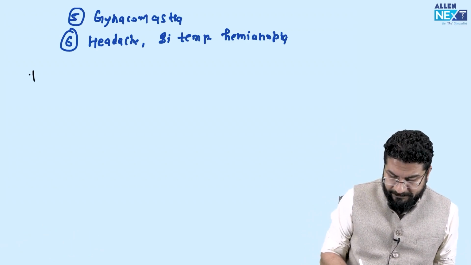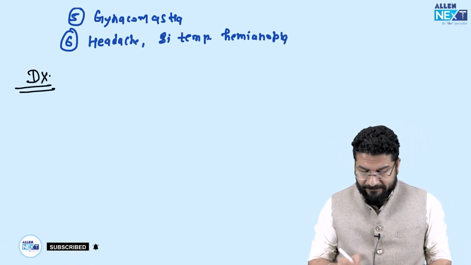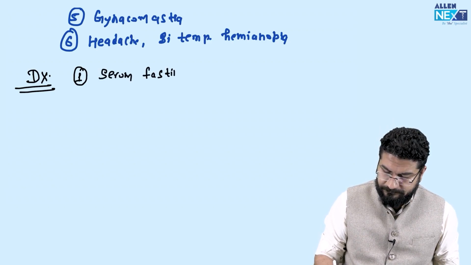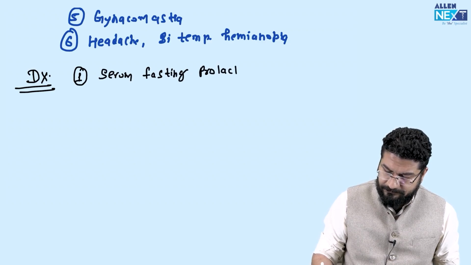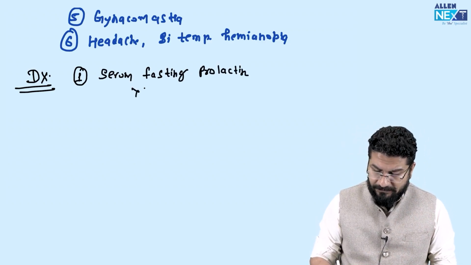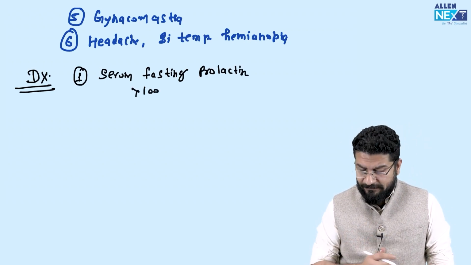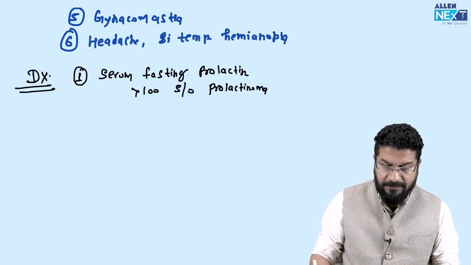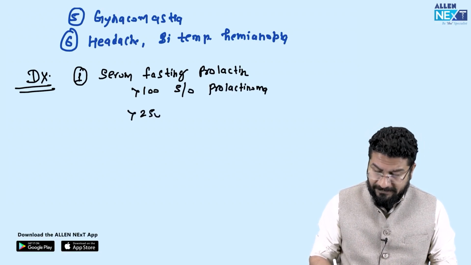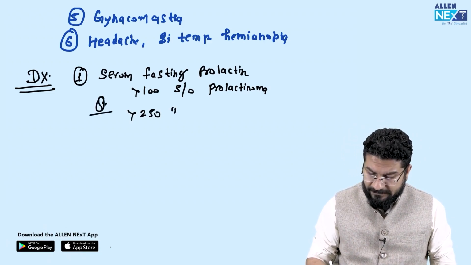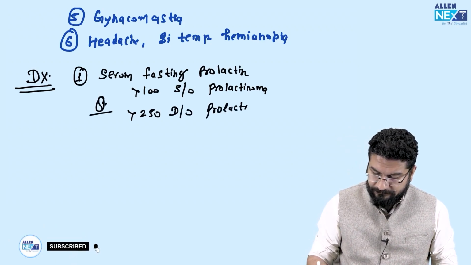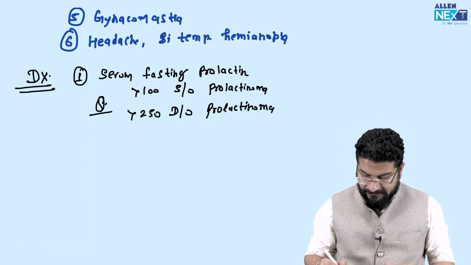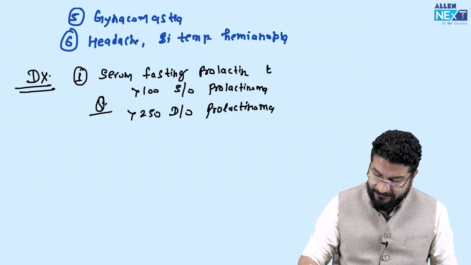So what should be the diagnostic workup in this patient? What tests will you recommend? The first test I will recommend is serum fasting prolactin level. Understand, if the fasting prolactin value is more than 100 nanogram per ml, then I can say it is suggestive of prolactinoma. Suggestive means it is not yet confirmed. But remember, if values are more than 250, this is considered definitive of prolactinoma. Am I clear? So fasting serum prolactin is the test that you will recommend. If I ask what is the first, earliest test, it is the fasting prolactin level.